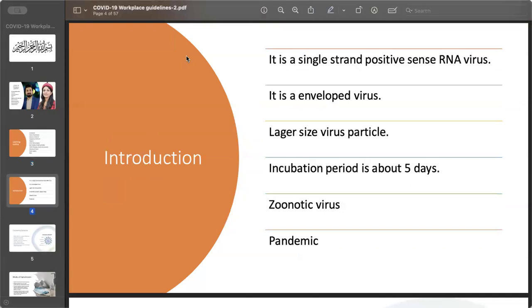Introduction. It is a single strand positive sense RNA, enveloped virus, a large size virus particle. Incubation period is about 5 days. Zoonotic virus and pandemic.